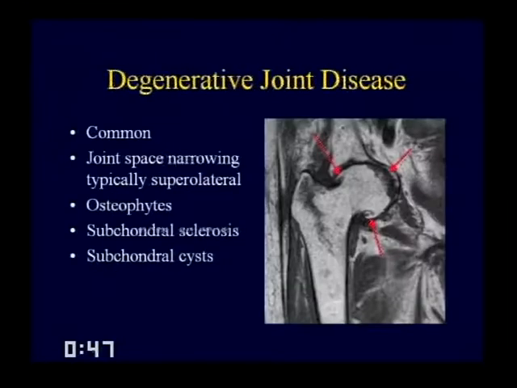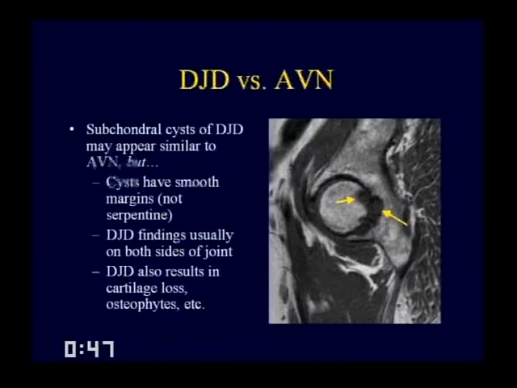Just briefly, degenerative joint disease. We all know what it looks like. It's very common. You see osteophytes, subchondral sclerosis, and subchondral cysts. Ignore the fracture there. But DJD versus AVN can sometimes be a problem. The subchondral cysts of DJD can appear similar to AVN, but they usually have smooth margins. They're not serpentine like with AVN.